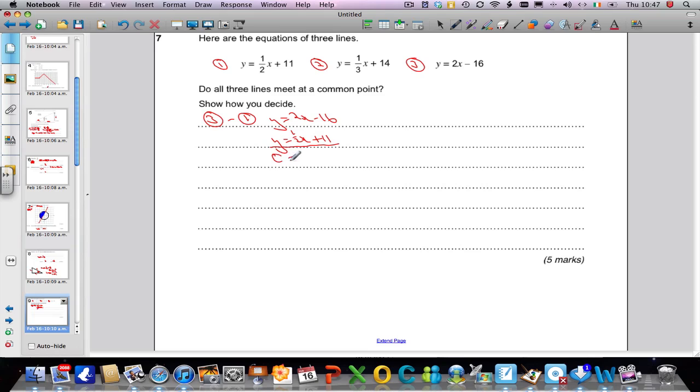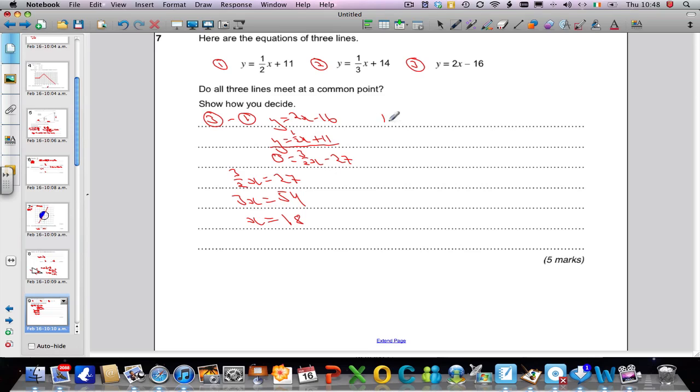So the y's cancel out, we get 0. 2x take away a half x is 3 over 2x, or 1.5x if you like, and minus 16 take away 11 is minus 27. Right, so we solve for x, we get 3 over 2x equals 27. That means 3x must be equal to 2 times 27, which is 54, which means x must be equal to 54 divided by 3. That goes in once, and 18.